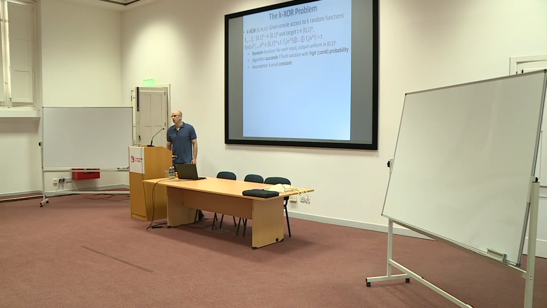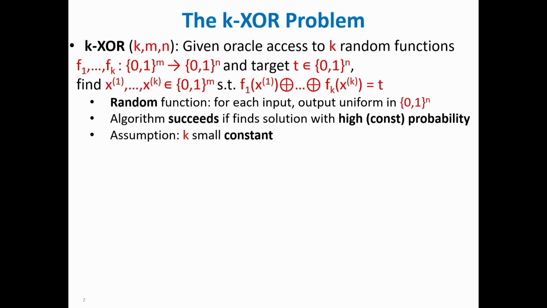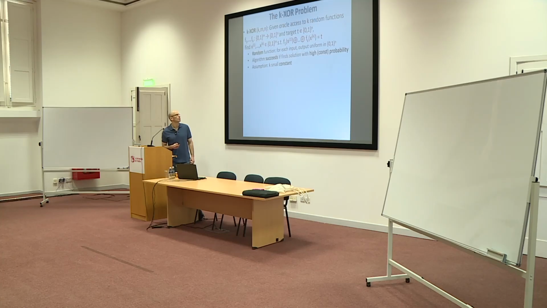Okay, so let me just emphasize a few points about this definition. First, the definition talks about a random function. So what is a random function? Think of each one of these as a random function. For each function independently, for each input, you select the n-bit output independently of everything. Okay, so that's what it means to be a random function.